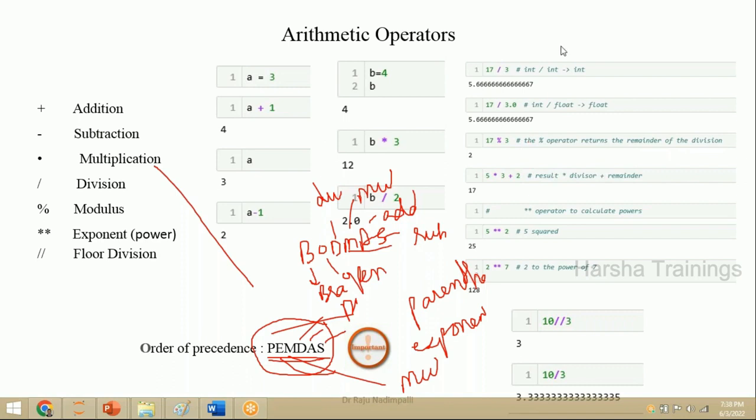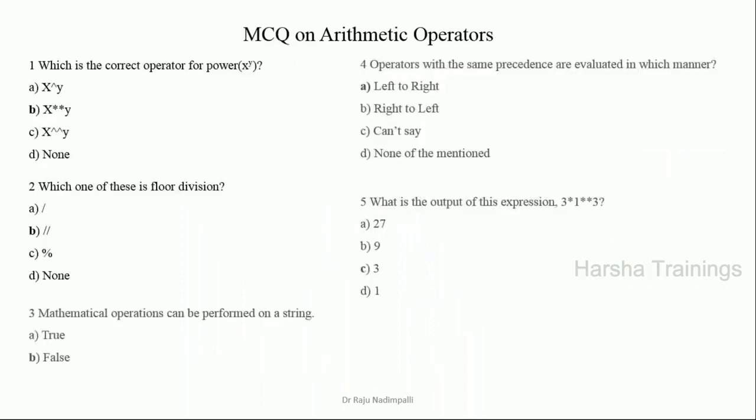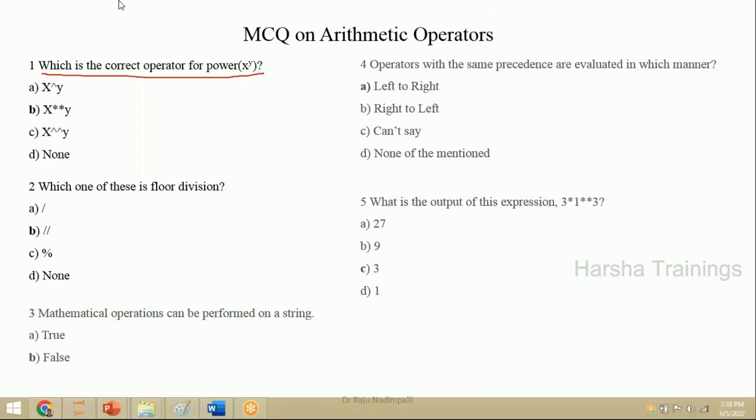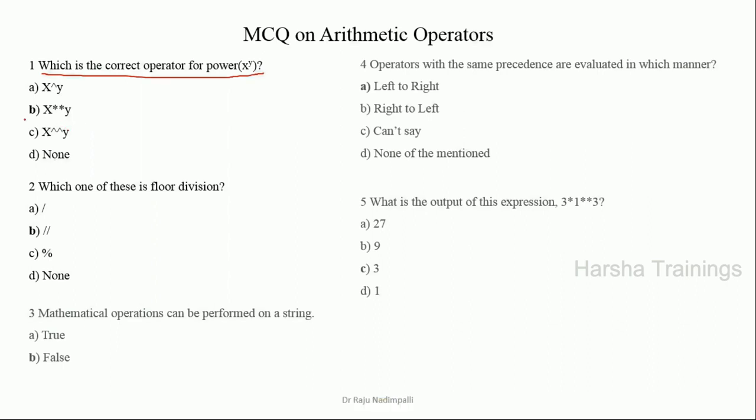Shall we do some examples? Can you please answer these questions? Which is the correct operator for power of x comma y, x to the power y? Use your chat box to answer. Is it C or is it B? Yes, it is B: x star star y. Now, which is the floor division operator? Yes, it is B.